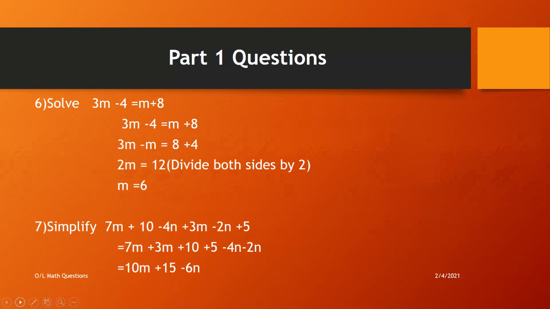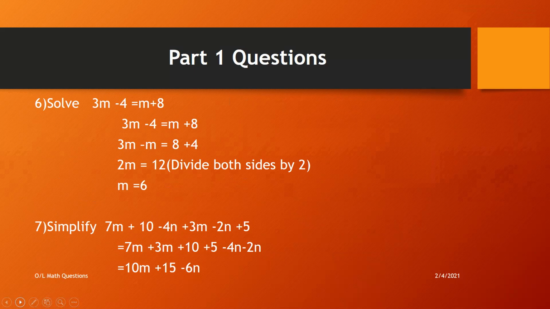Sixth question, it's an equation. Now, first, I'm going to take the like terms. According to this equation, my equation is 3m minus 4 equals m plus 8. I'm taking the second side m also to the first side and negative 4, I'll take it to the other side as positive 4. Then I will get 3m minus m equals 8 plus 4.